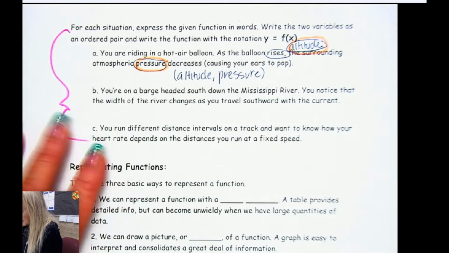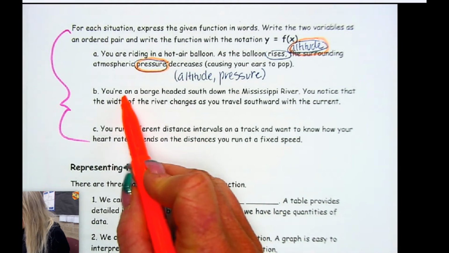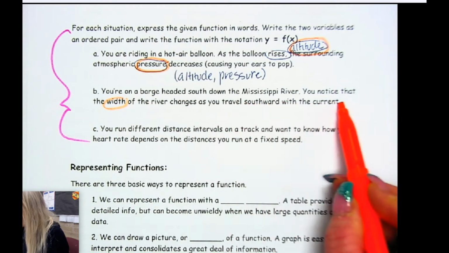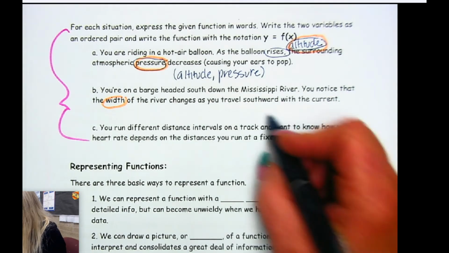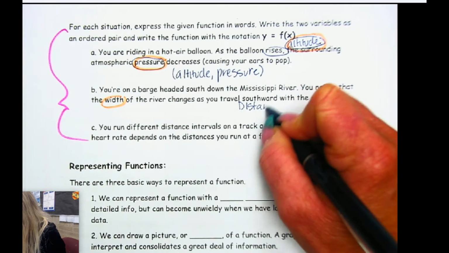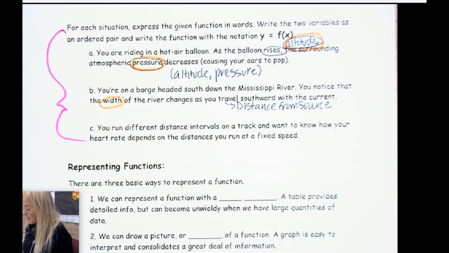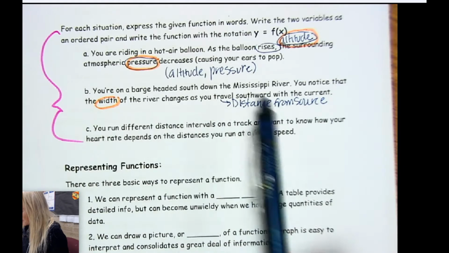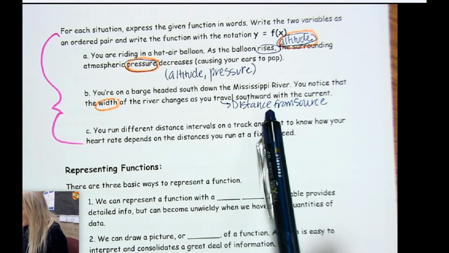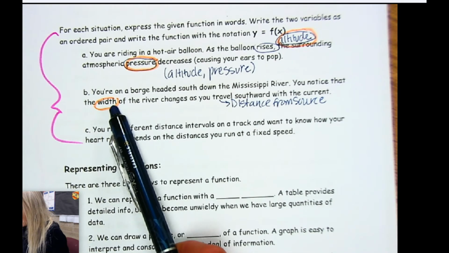All right. And then B, you're on a barge headed south down the Mississippi River. You notice that the width of the river changes as you travel southward with the current. And as you're traveling southward, I'm going to probably call that distance from the source. That's how far away you are from the source of the river. So we have the river width, and then you have the distance from the source. So does the river width depend on the distance from the source, or does the distance from the source depend on the river width?